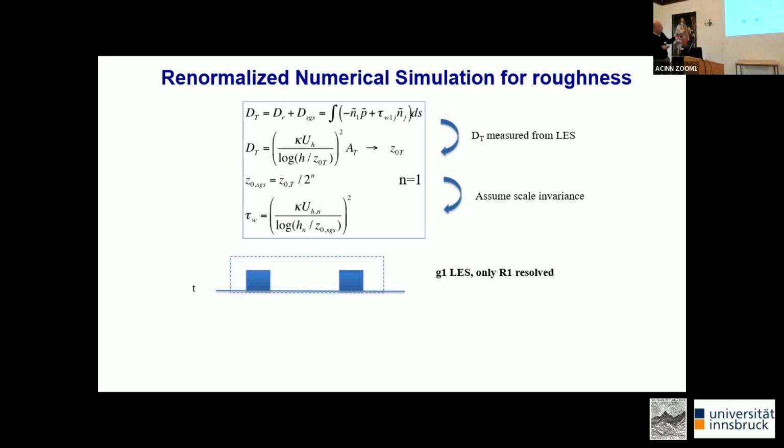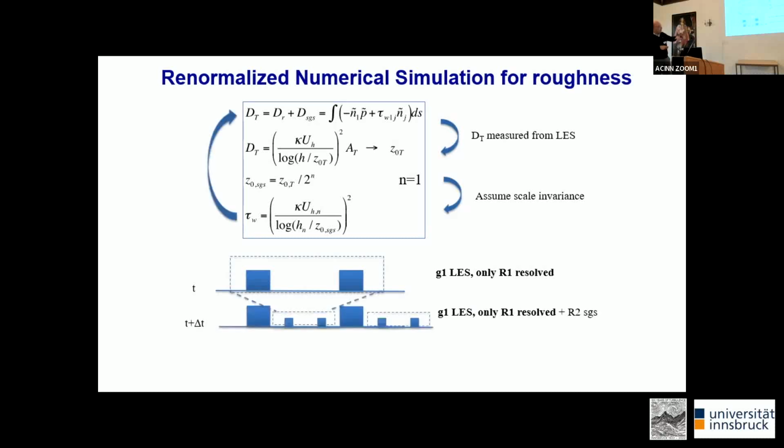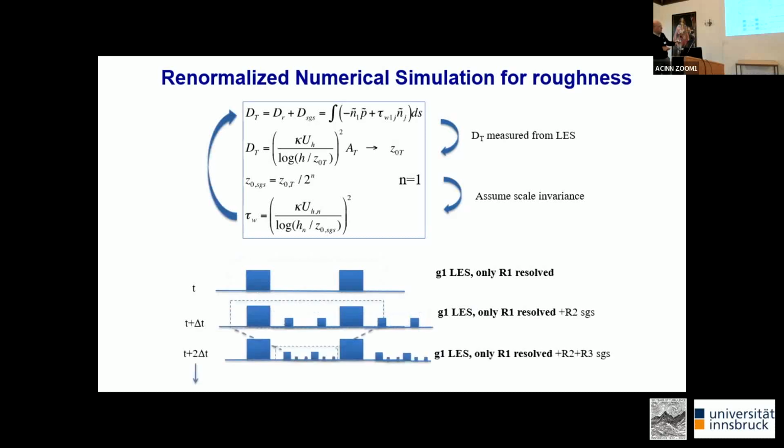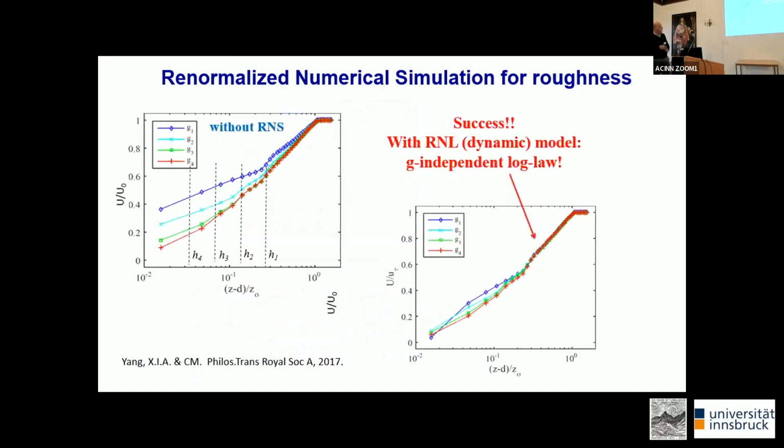So what I'm effectively doing is, if I'm doing a G1 LES with renormalized numerical simulation, at one time step, that's all I'm resolving. Then I measure Z0 from these two, and then I use it at the next time step, which effectively I'm copying this to smaller scale then adding these. And as you can see very quickly, you end up representing the multiple scales all at once at every time step. And ultimately you get a simulation.